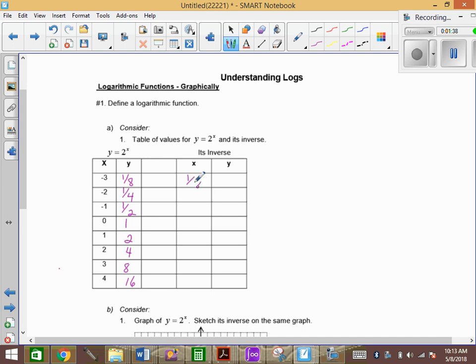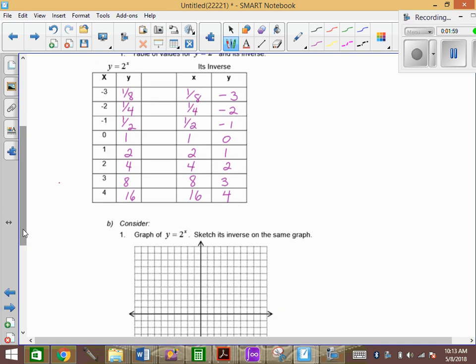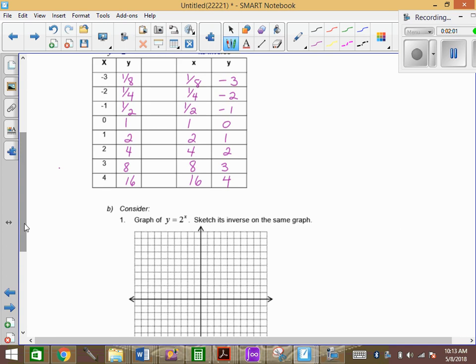So we're going to get 1/8 and negative 3, 1/4 and negative 2, 1/2 and negative 1, 1 and 0, 2 and 1, 4 and 2, 8 and 3, 16 and 4. So literally our x's and y's switch, that's it.